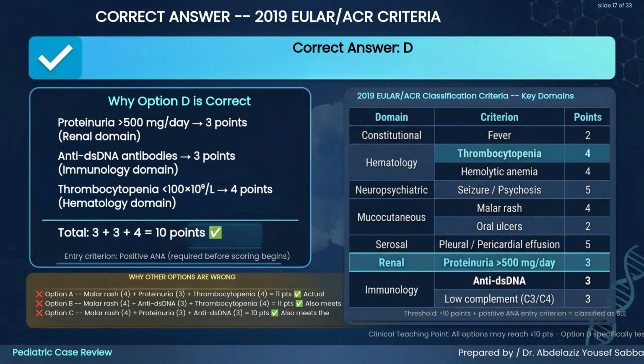Using the 2019 classification criteria, proteinuria greater than 500 milligrams per day scores 3 points in the renal domain. Anti-double-stranded deoxyribonucleic acid antibodies score 3 points in the immunology domain. Thrombocytopenia below 100,000 per liter scores 4 points in the hematology domain. The total is 3 plus 3 plus 4, equaling 10 points, which meets the classification threshold. Importantly, a positive antinuclear antibody is required as the entry criterion before any scoring begins.